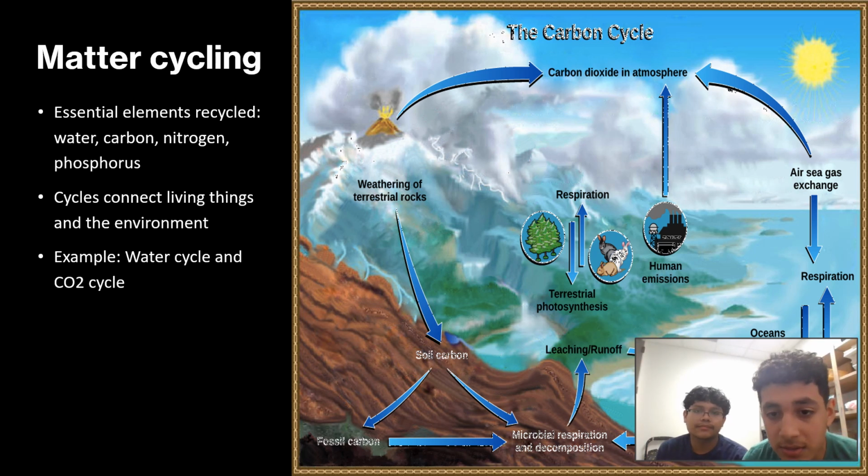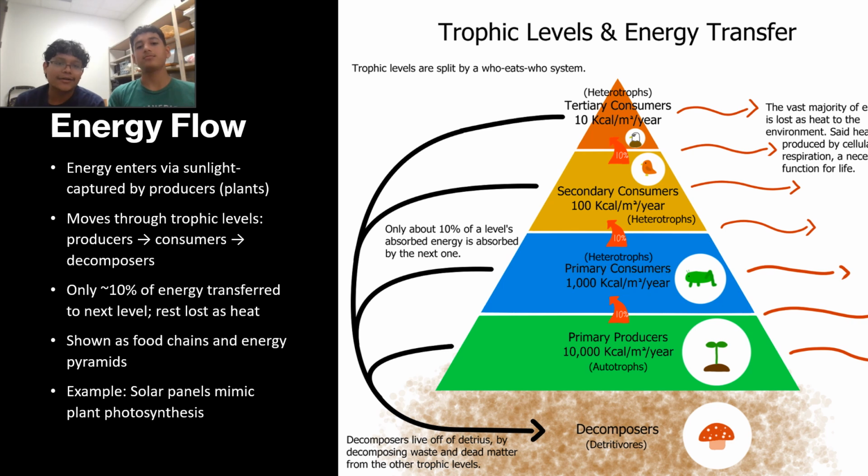The water cycle can be shown here in the image. The carbon cycle can be shown here in the image, showing how carbon from the volcano can either disperse into the atmosphere or underground, and then go to the ocean. And here we've got energy flow.